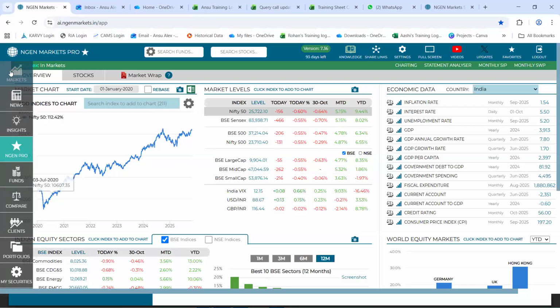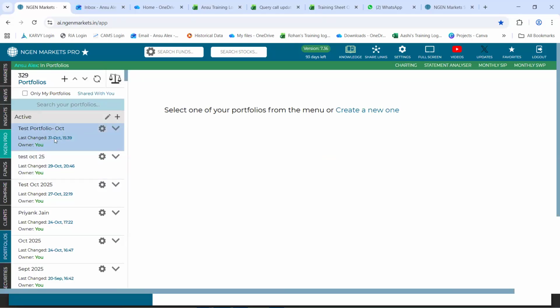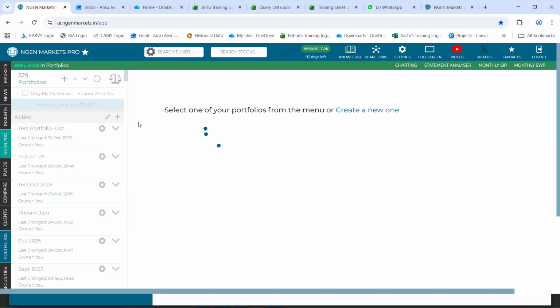So this is our landing page on Engine Markets, which is the Markets tab. For our topic related webinar, I would firstly be visiting this Portfolios tab, which is the second last tab. So right here, I have already saved a portfolio onto my login. I would be simply running this portfolio.